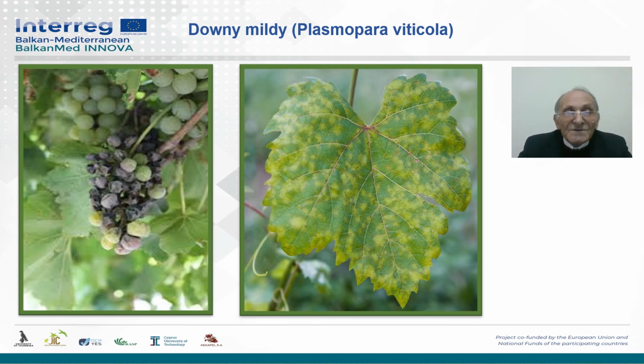We see here the symptoms on the leaves. On the upper side of the leaves, we see so-called oil spots. Under the leaves, the conidia of the disease develop. From the conidia, we will have a new infection during the season. Within the season this disease gives many generations.